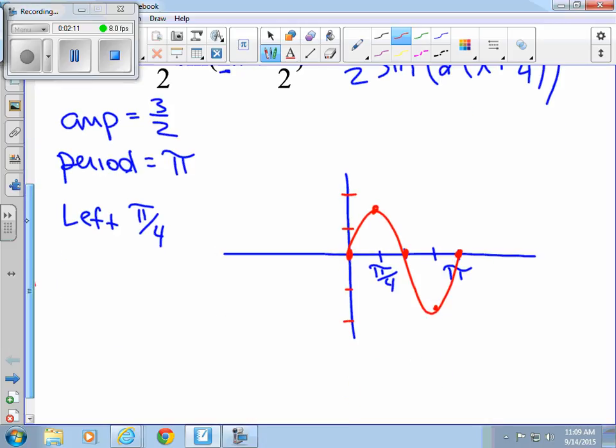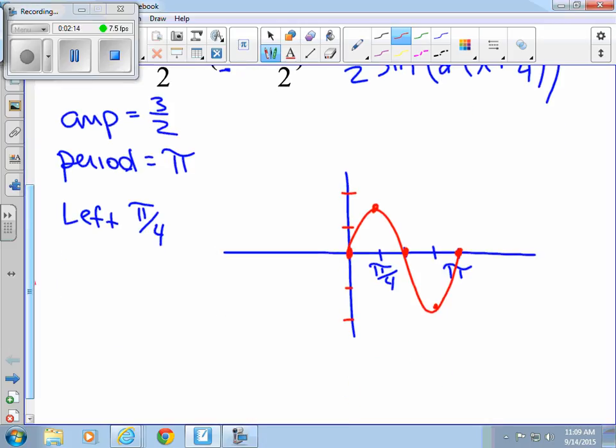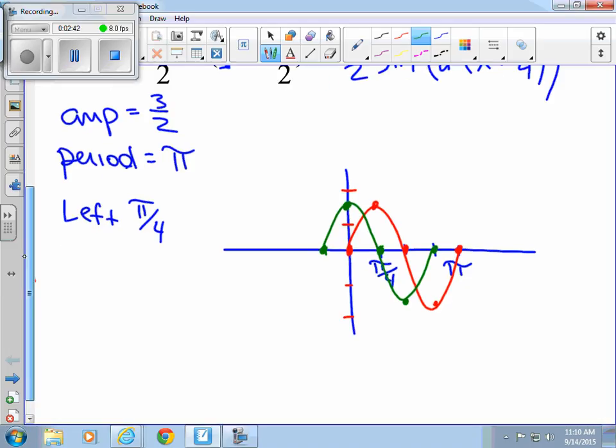Any questions so far? I'm going to pick it up and move it left pi over 4 units, which is 1 tick mark. So the green graph is the final graph. Did it say how many periods to graph it over? Okay, so what I've done is I need a graph from -2 pi to 2 pi. Now, in fact, I have quite a bit more to do, don't I? So let's do it.